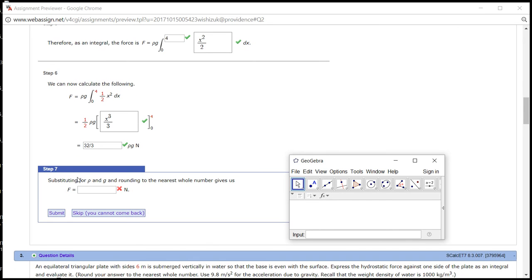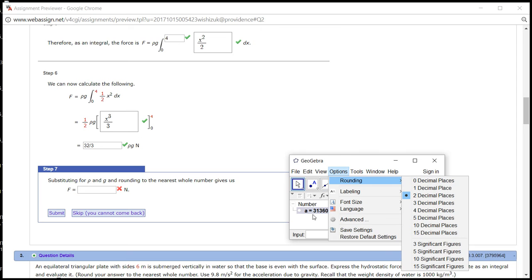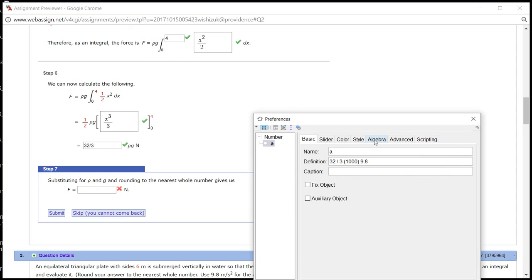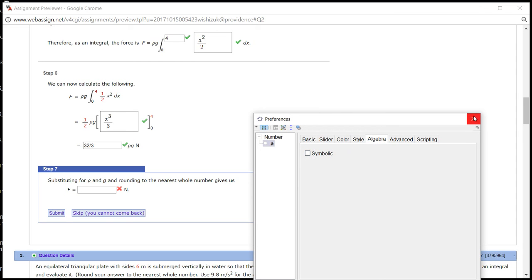And now let's do step 7. We have to find a whole number. So you're going to have 32 over 3, then multiply by rho, which is 1,000 kilograms per cubic meter, and then multiply by g, which is 9.8 meters per square second. So let's put that in here. Actually, I have to go to option, and maybe go here to object property and algebra, instead of symbolic, that'll give you the fraction form.